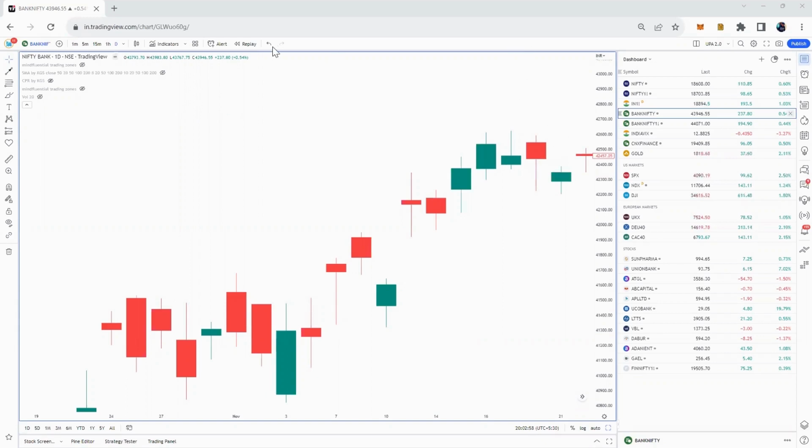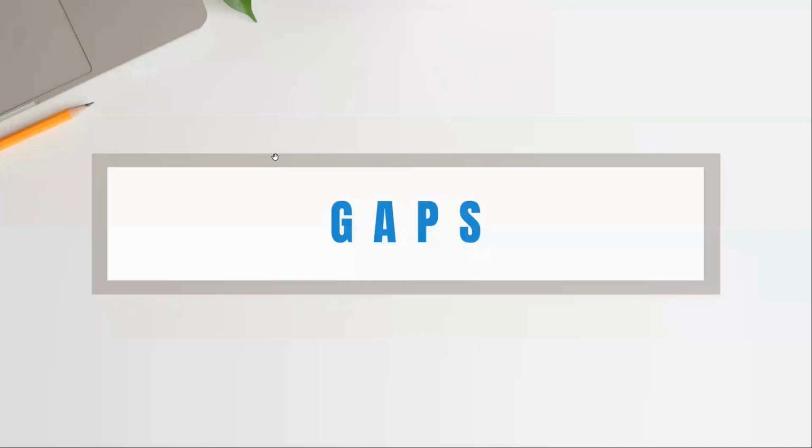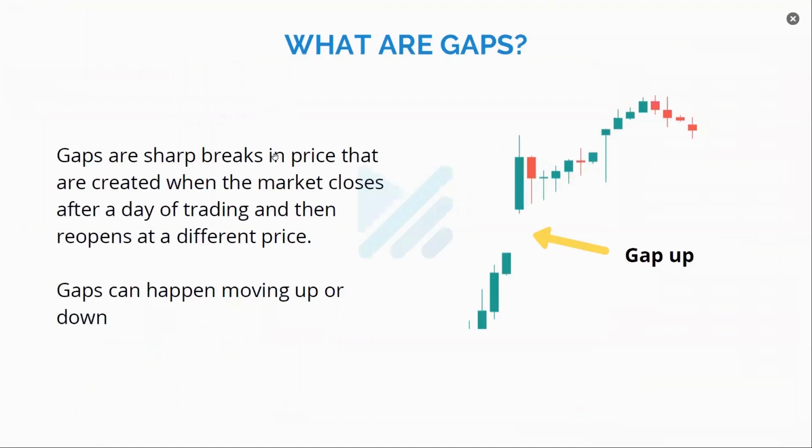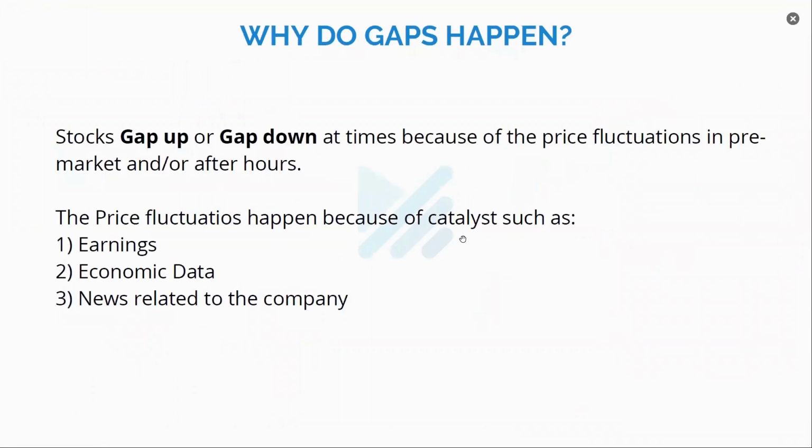Generally, these gaps will be of different types. Let's understand what those different types of gaps are and why gaps occur in the first place. Gaps can occur because of multiple things, but mainly gap ups or gap downs happen because of what happens post market hours, since our markets close at 3:30.